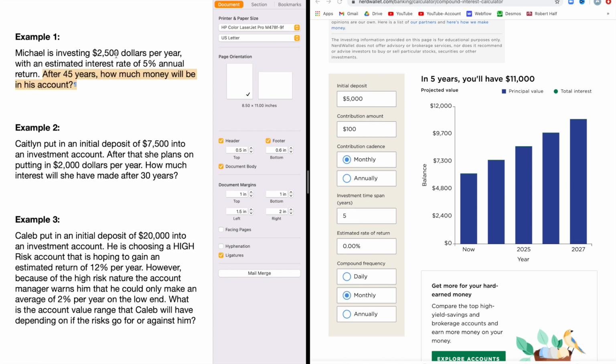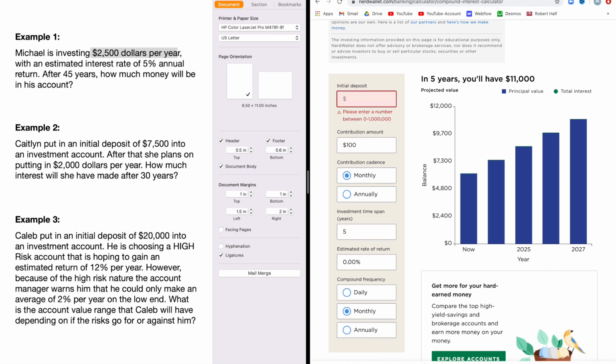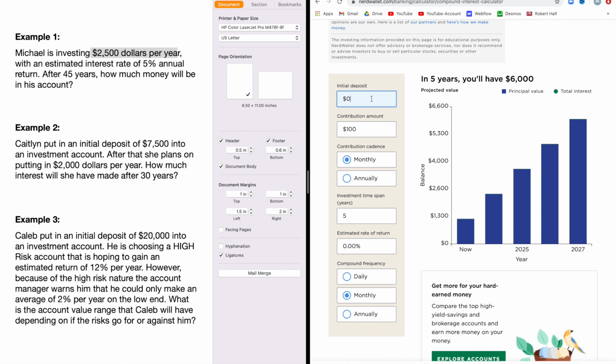And again, $2,500 per year. So always look and see what is the time period, how long, and then what is the rate. So initial deposit. It says he's investing $2,500 per year. That means if it doesn't tell you there's an initial deposit, you can just put that at 0. That's like saying how much is starting in the account. So we're going to delete that and put the initial deposit at 0. The contribution amount again is $2,500, so we're going to put $2,500.